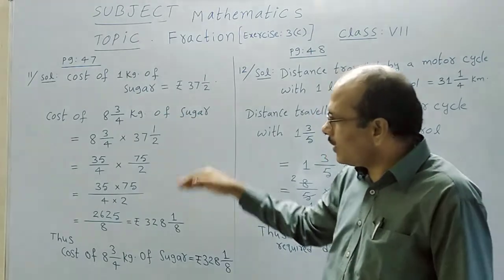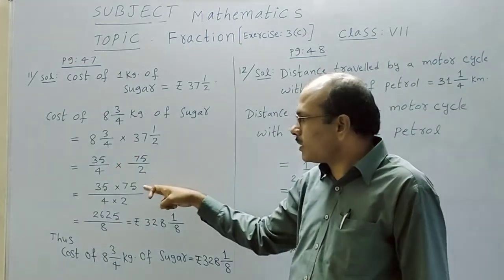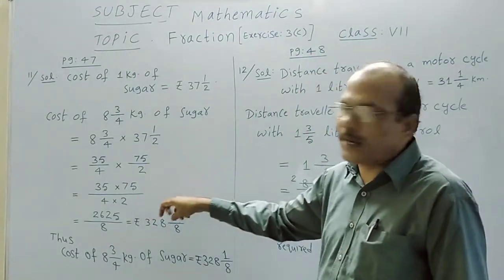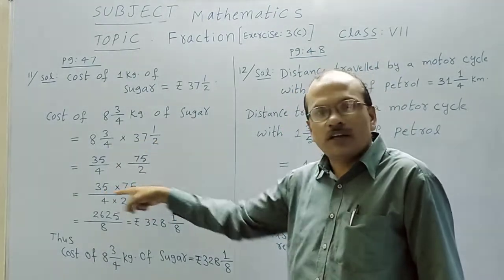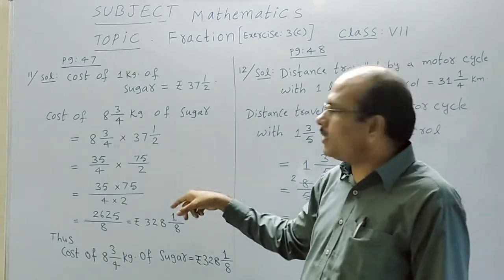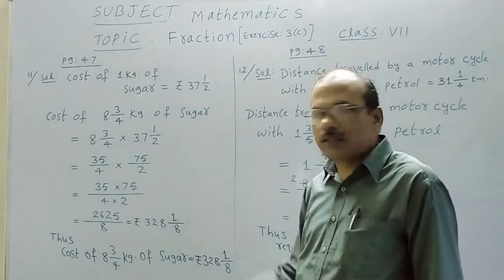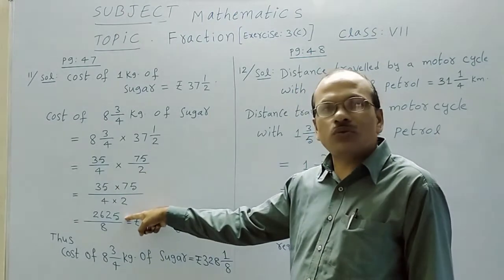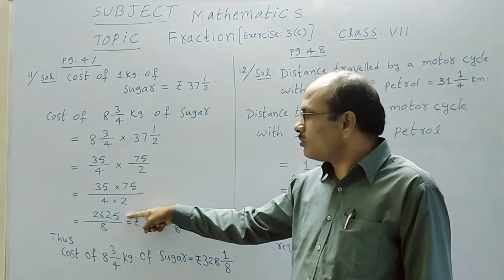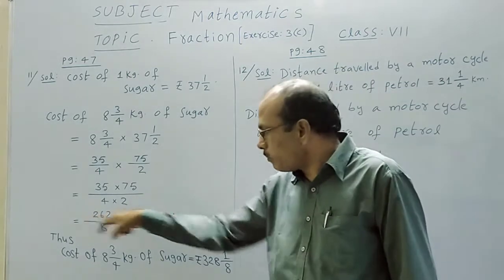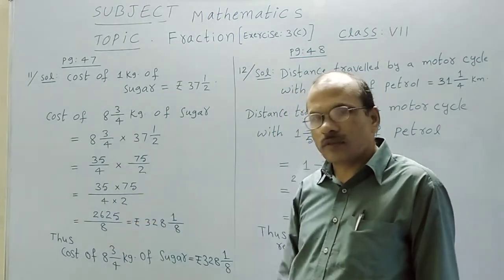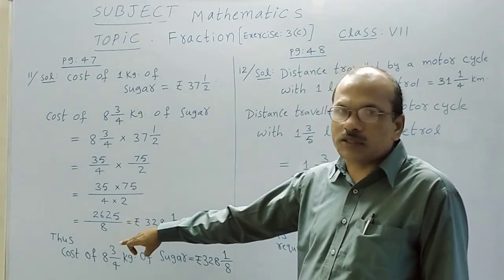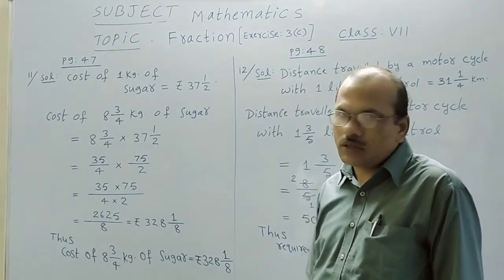The next step is numerators should be multiplied, denominators should be multiplied. So 35 into 75 in the numerator, then denominator 4 into 2. If I multiply 35 and 75, we get 2625. The denominator, 4 2s are 8. Here the numerator is bigger than the denominator, so we should divide the numerator by the denominator.